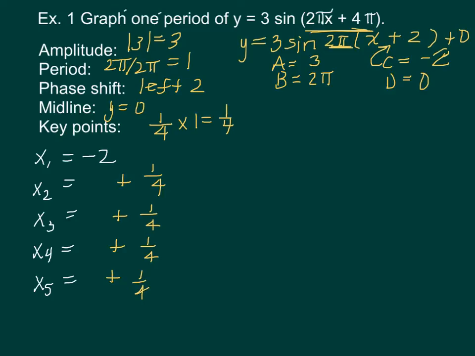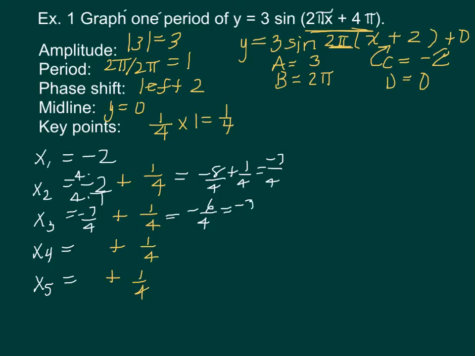So our first is at -2. So you take -2 plus 1/4. Remember, you have to get common denominators. That's -8/4 plus 1/4 gives us -7/4. -7/4 plus 1/4 is -6/4. Now you can reduce it or you can leave it. -6/4 plus 1/4 is -5/4. -5/4 plus 1/4 is -4/4, which is -1.